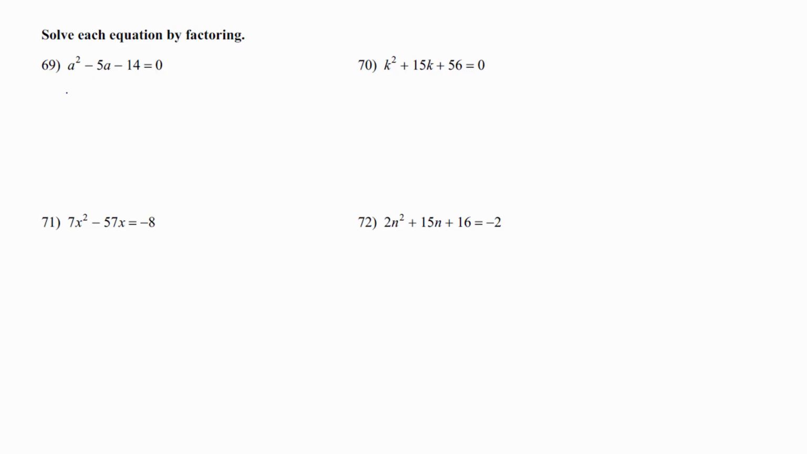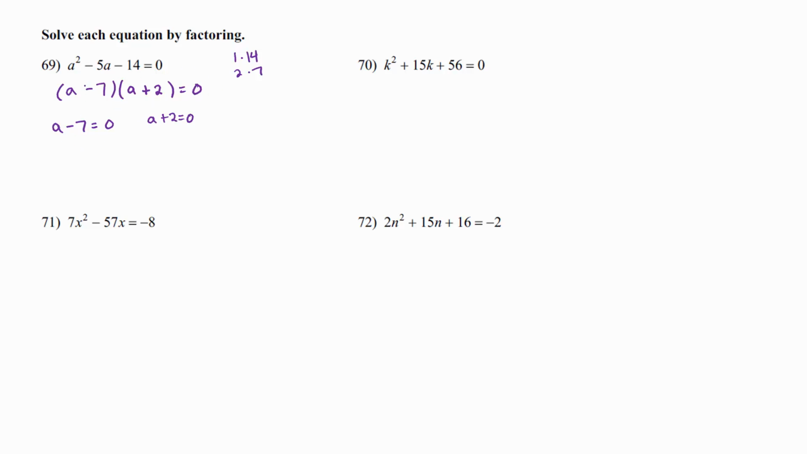Since this already equals 0, I'm ready for my parentheses. So I'm going to say what multiplies to get negative 14, that adds to get negative 5. I only have two choices. It's got to be 2 and 7. Since I want it to add to get negative 5, it has to be negative 7. Now at this point, we want to know what a equals. So a minus 7 could equal 0, or a plus 2 could equal 0. And that would give us an answer of 0 over here.